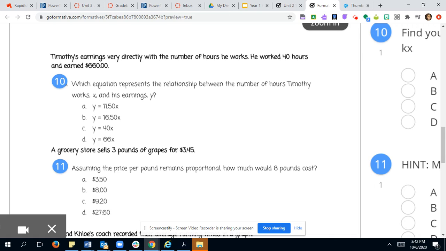Timothy's earnings vary directly with the number of hours he works. He worked 40 hours and earned $660. Number 10, which equation represents the relationship between the number of hours Timothy works, X, and his earnings, Y? A, Y equals 1150X. B, Y equals 1650X. C, Y equals 40X. D, Y equals 66X.